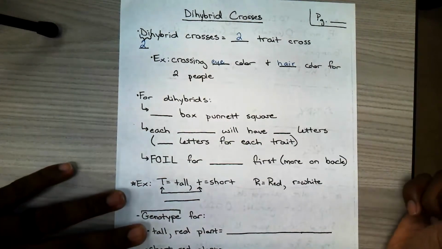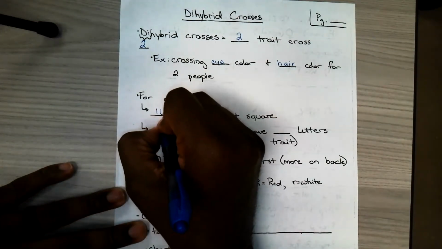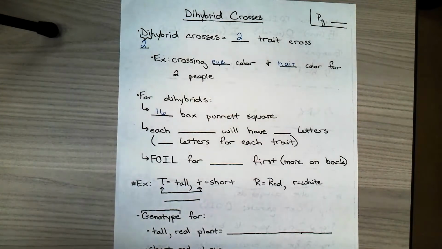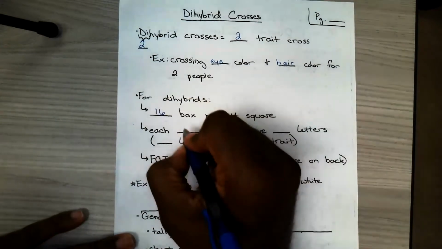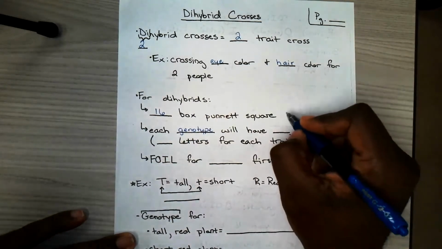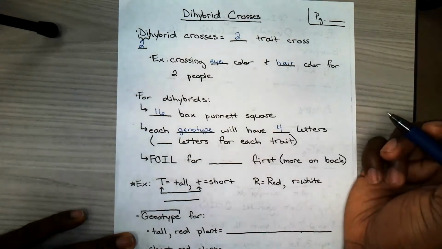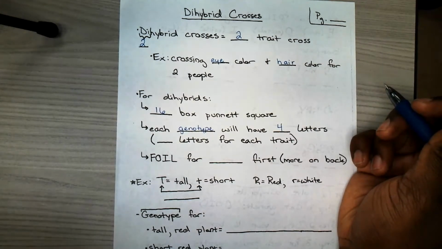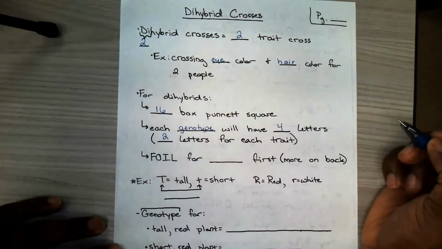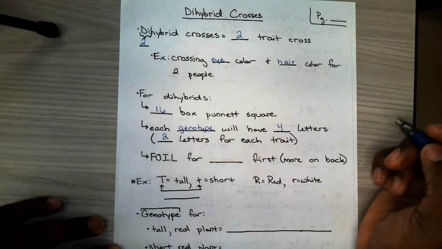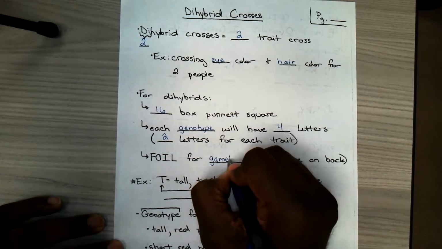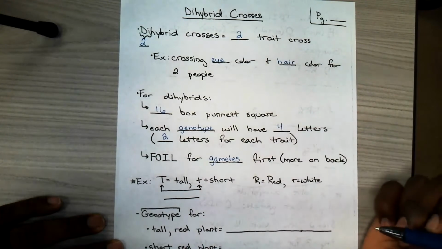So with a dihybrid Punnett square, you're going to have not one, not two, not three, not four, but 16 boxes. Yes, you heard me correctly. 16. So each genotype will have 4 letters. And we're going to walk through a process called FOIL to help you remember how to do this. So there's going to be 2 letters for each trait. So you're going to do FOIL to figure out the gametes first. We're going to have more on the back of this.